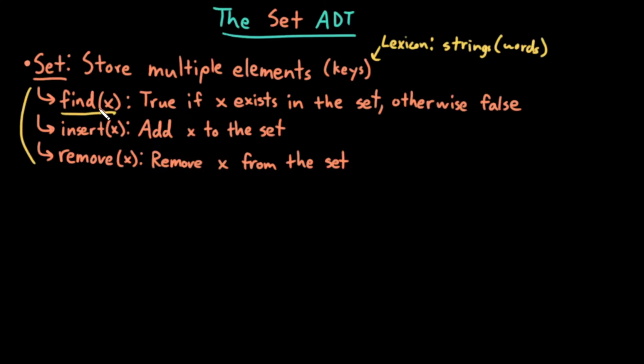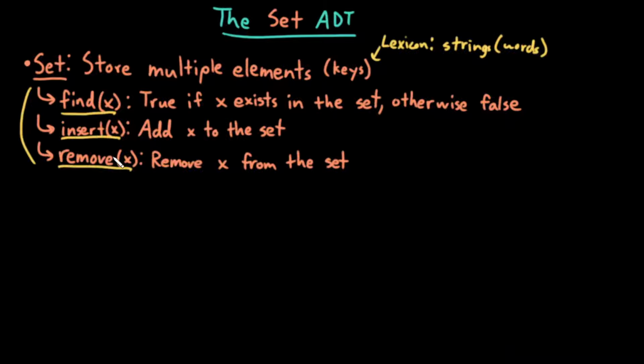We have the find operation. Find, given some query x, returns true if x exists in this set, otherwise it'll return false. So just given some query, does this query exist in my set? We also have the insert operation. Insert, given a new element x, will add x to the set. So whether or not x previously existed in the set, after this operation is performed, x definitely now does exist in this set.